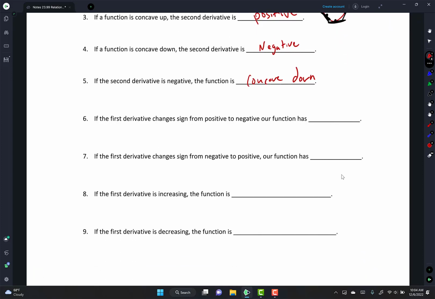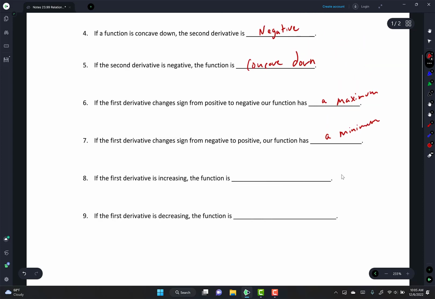If the first derivative changes signs from positive to negative, our function has a maximum. If the first derivative changes signs from negative to positive, our function has a minimum. I should have written more. There's only 9. Darn it.